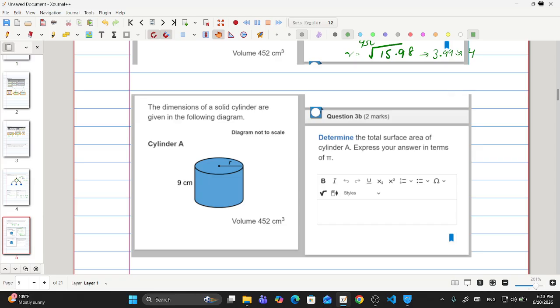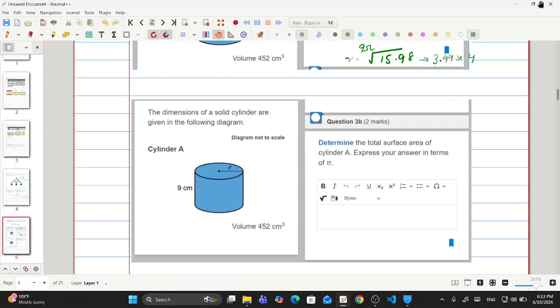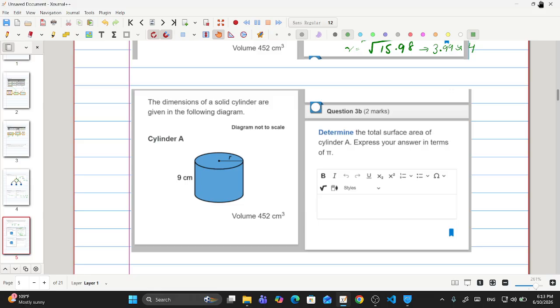Then it says the dimensions of a solid cylinder. It's the same part of the question. Yes. The dimensions of a solid cylinder are given in the diagram below. Determine the total surface area of cylinder A. Express your answer in terms of pi. So you have to determine the total surface area and then express it in terms of pi. This is where I think most students have messed up. Even if you don't understand the formula for the surface area, in most cases it's given.